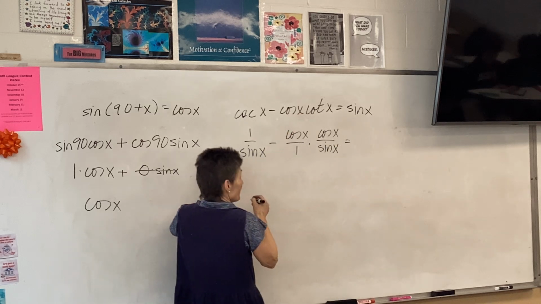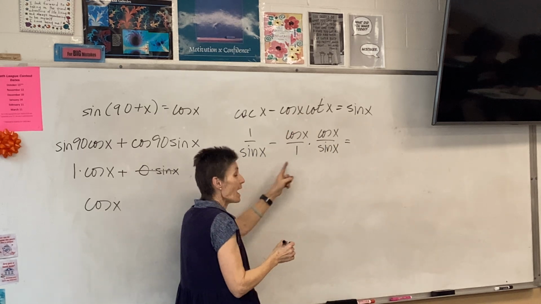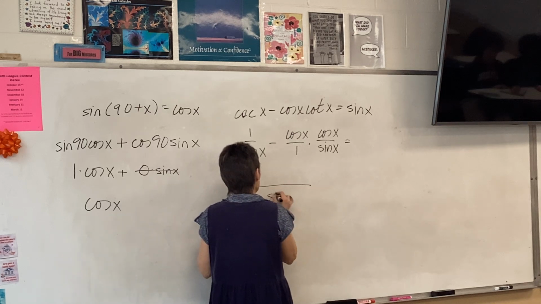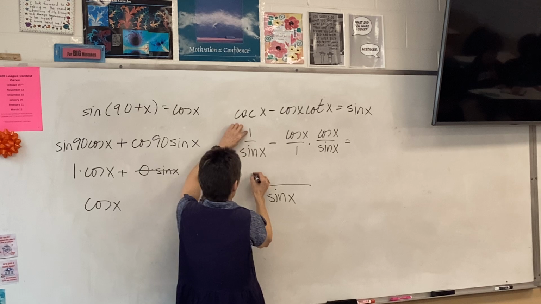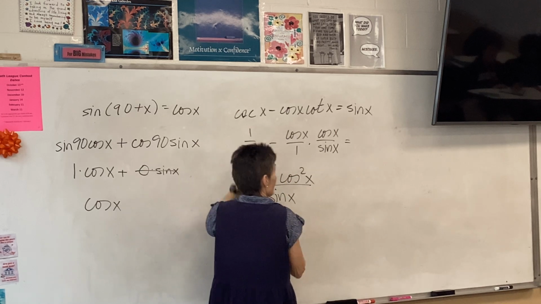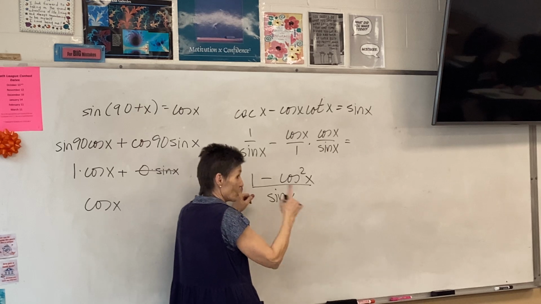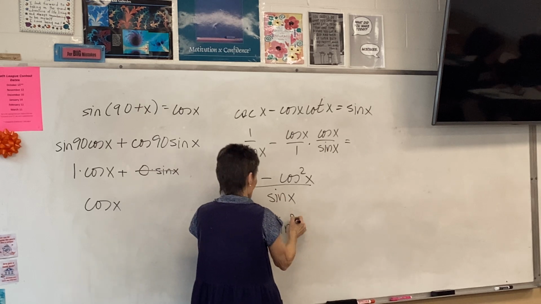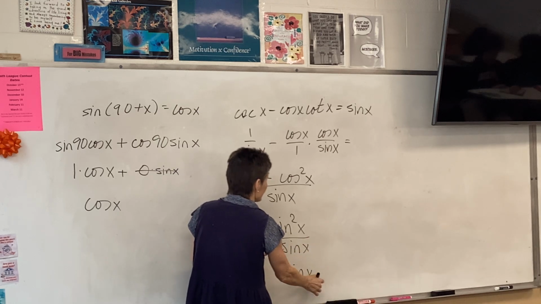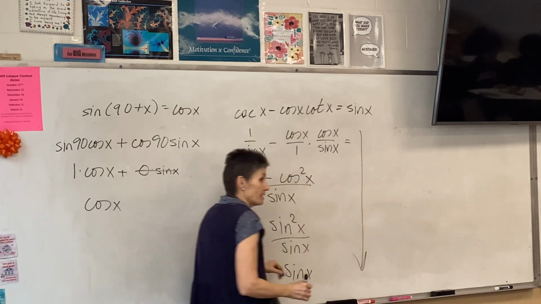So let's see what we've got. Do we have a common denominator? Yeah. And what do we have on top? 1 minus cosine squared. And that equals sine squared. And one of those will cancel and leave me with sine.